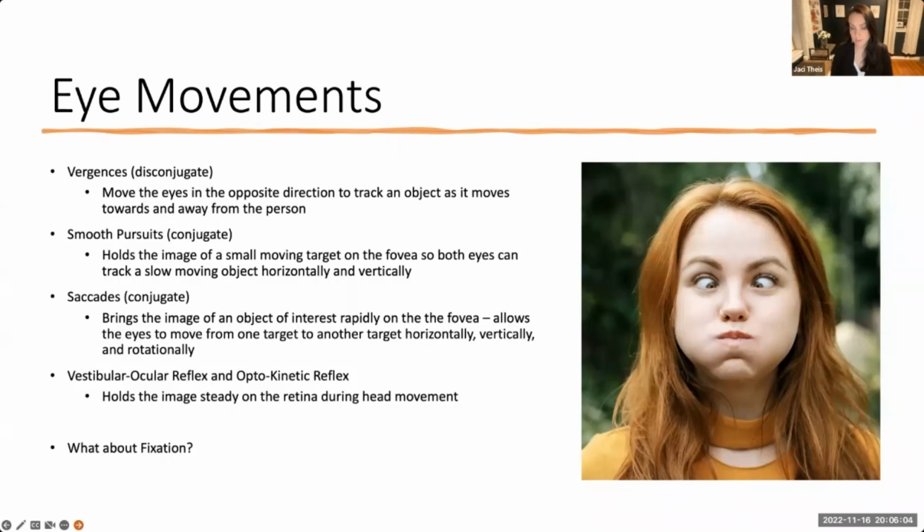We also have smooth pursuits, which are conjugate eye movements that allow us to track a small moving target while our head is not moving. So the target's moving, but we're not moving. We have saccades that allow us to bring the image of interest onto the fovea rapidly. And usually we use this to move our eyes from object A to object B. And then we have the vestibular ocular reflex, which allows our vision to be stable while our head is moving.